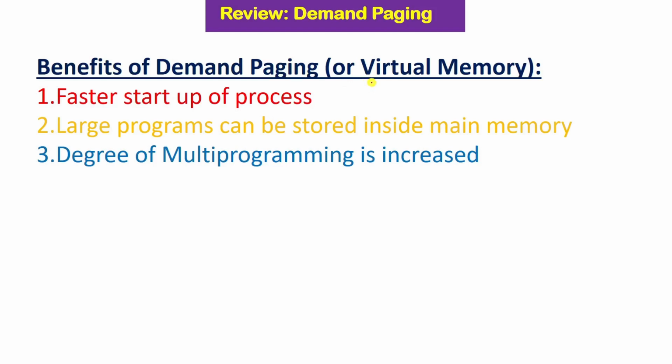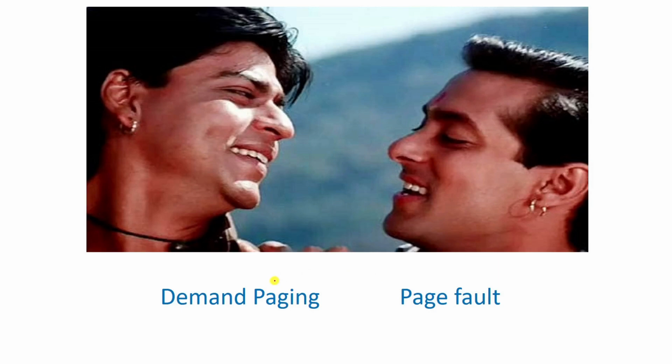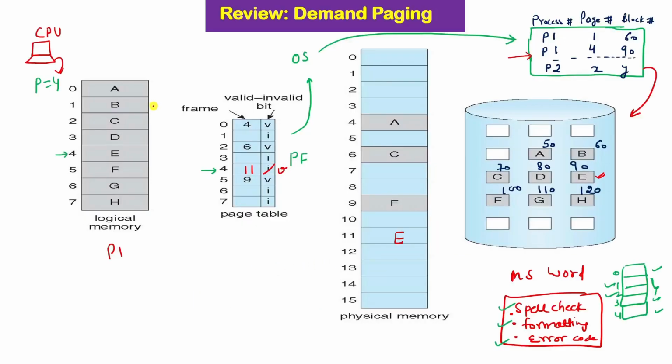We saw that there are many benefits of this demand paging technique, or you can say virtual memory. Demand paging, as we discussed, is one of the techniques to implement virtual memory. Now, as you have seen in the old movie of Karan and Arjun, wherever there is Karan, there is Arjun, and wherever there is Arjun, there is Karan. The most important thing to note is that whenever a page is referenced for the first time, a page fault will be generated. So let's say E was accessed for the first time, a page fault was generated. But if it is referenced again, then there will be no page fault.